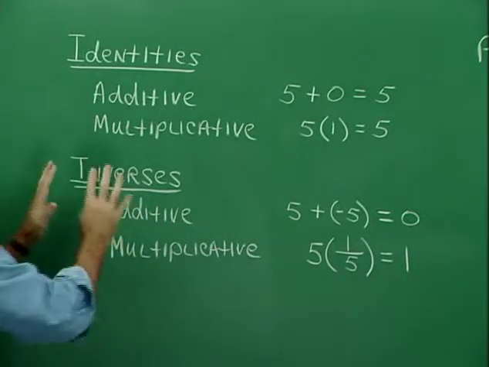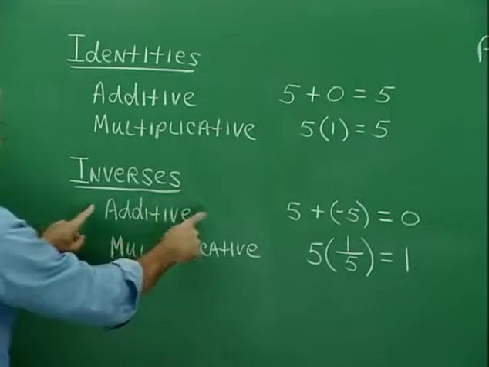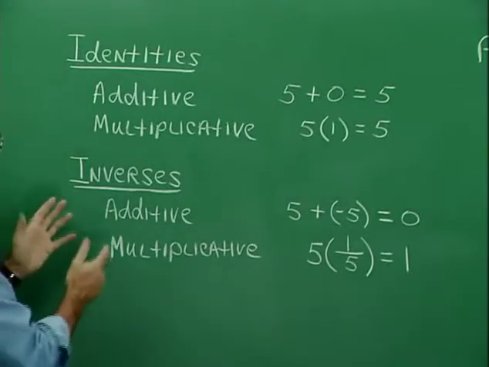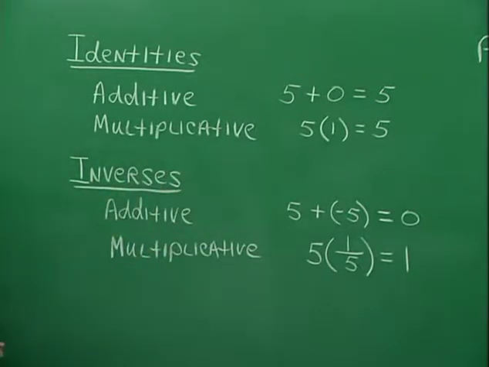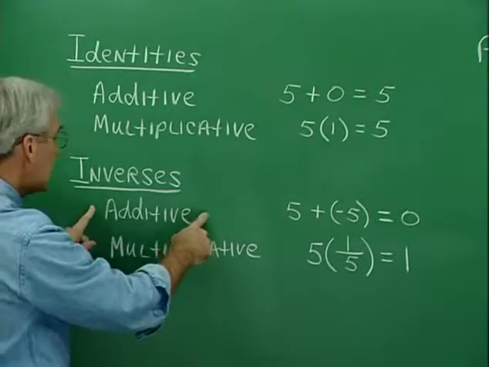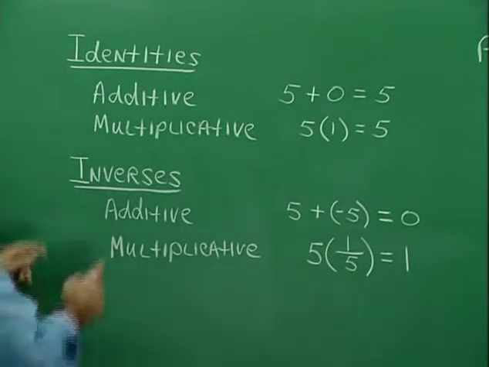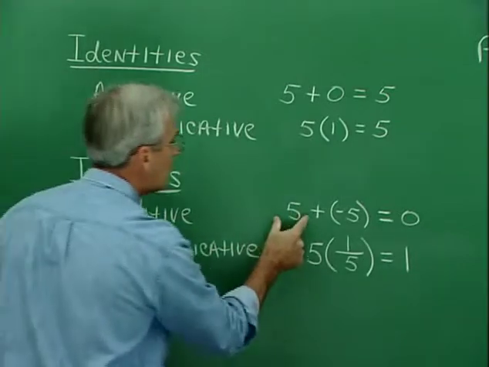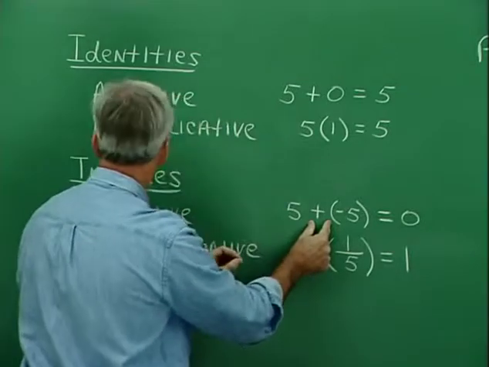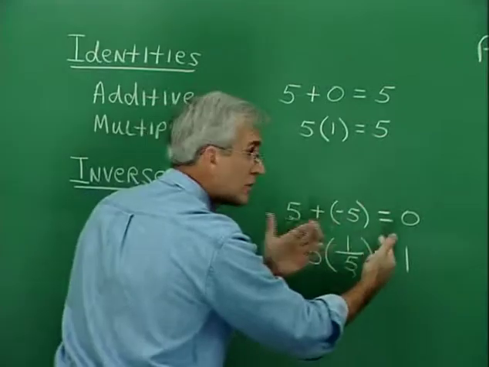Inverses. Now, inverse elements or inverse properties is what we're referring to here. There's an additive inverse element and a multiplicative inverse element in existence in the algebra that we're talking about. An additive inverse is nothing more than an opposite, and a multiplicative inverse is nothing more than a reciprocal. With additive inverses, if we take a number and under this operation of addition we add its additive inverse, its opposite, we get 0.